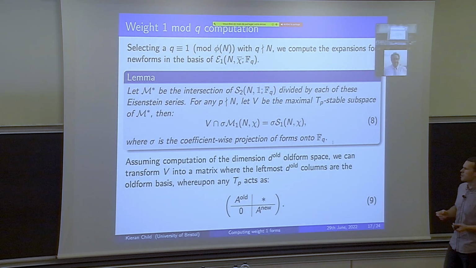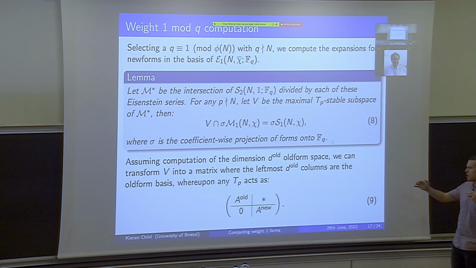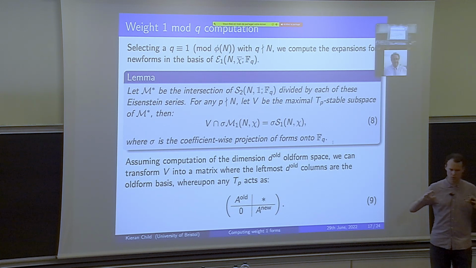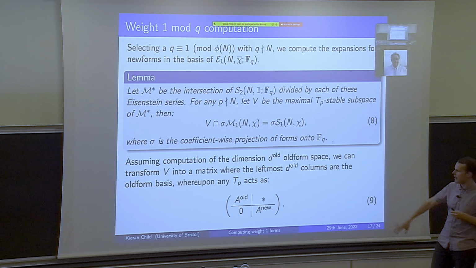So what do we do next? Well, we turn this basis that we've got that sort of purports to be the weight 1 cusp form space. We have all the oldforms because we've already computed every lower level, and we construct a basis which is the same rank, and we just put all of the oldforms on the left. And when we do that, any Hecke operator is going to act like this.